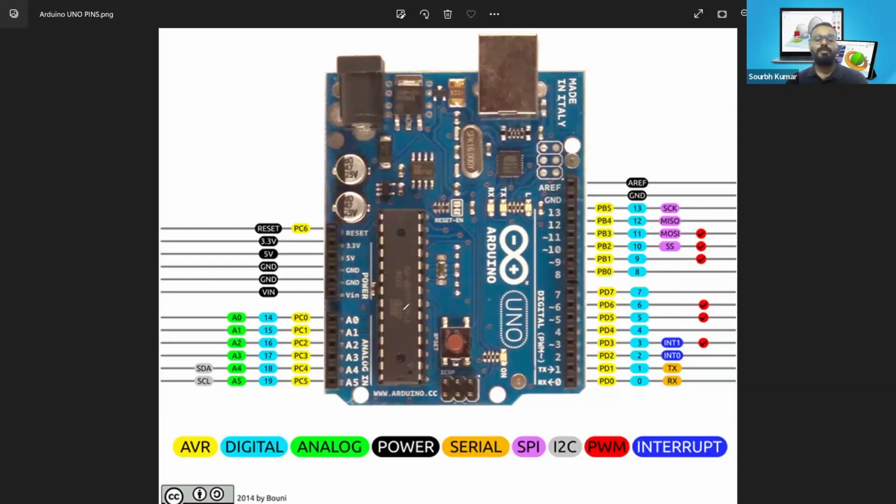Any other doubts? Sir, I have a doubt. I did not understand the concept of analog pins in the analog output. Could you explain that again?